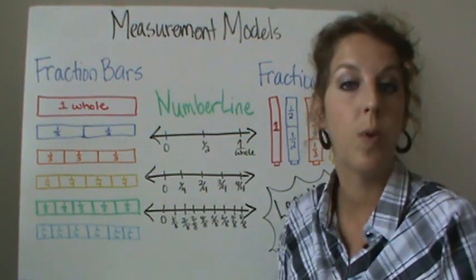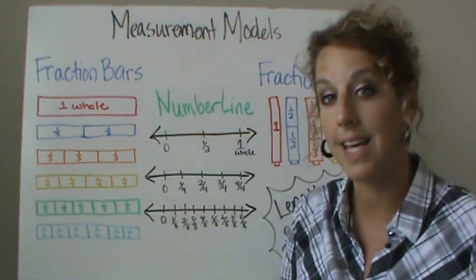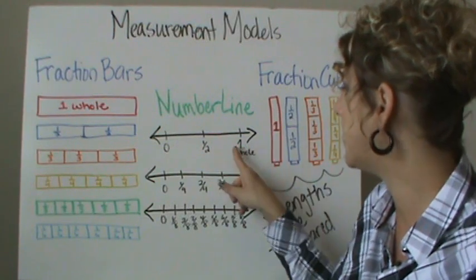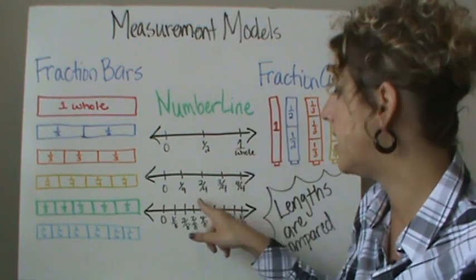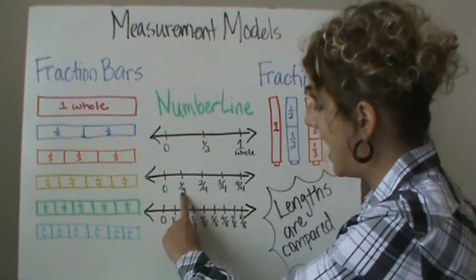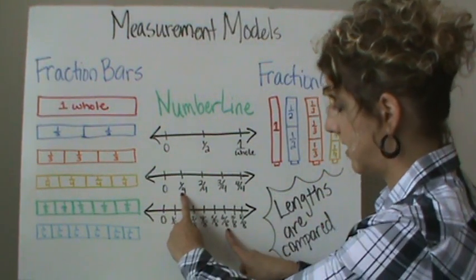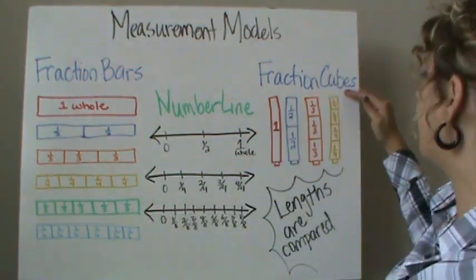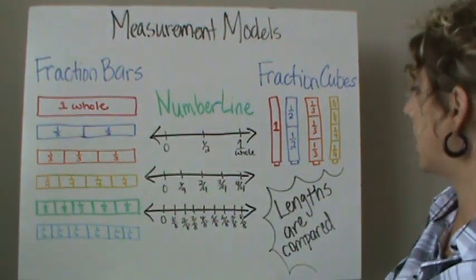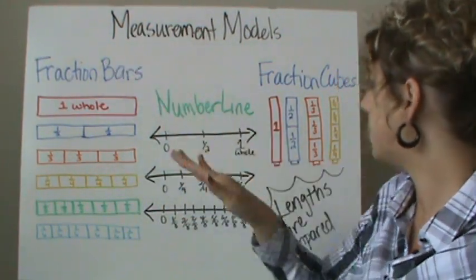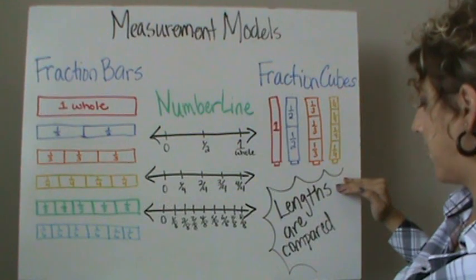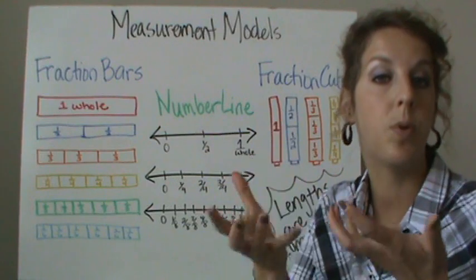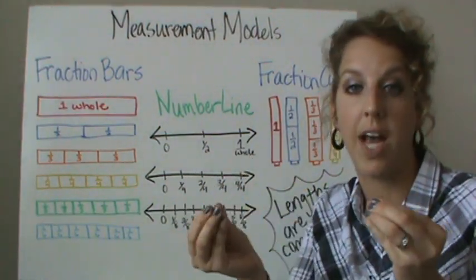When we start exploring which fractions are greater or less than the other, when we compare, this is a really cool way to visually see it, to measure. You can see, let's say, 1/4 is less than 6/8. We'll be exploring those in the next couple videos. Fraction cubes are similar to the fraction bars. The measurement models basically use length. It's when lengths are compared. It uses length to explore and compare the differences in the fraction sizes.